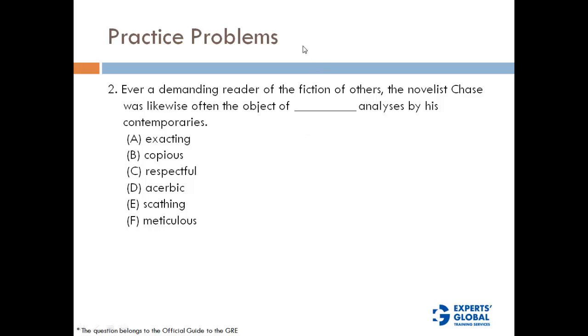What are the two main ideas? Ever a demanding reader of the fiction of others, the novelist Chase was likewise often the subject of dash analysis by his contemporaries. So first of all, Chase was a demanding reader. This is the first idea. Second, similarly, his contemporaries were also, look at this word here, likewise. Whatever Chase did to the fiction of others, he demanded a lot from the fiction of others. Similarly, his contemporaries also demanded a lot from him, right? So likewise, Chase was the object of something analysis by his contemporaries. So both these ideas are basically the same, right?